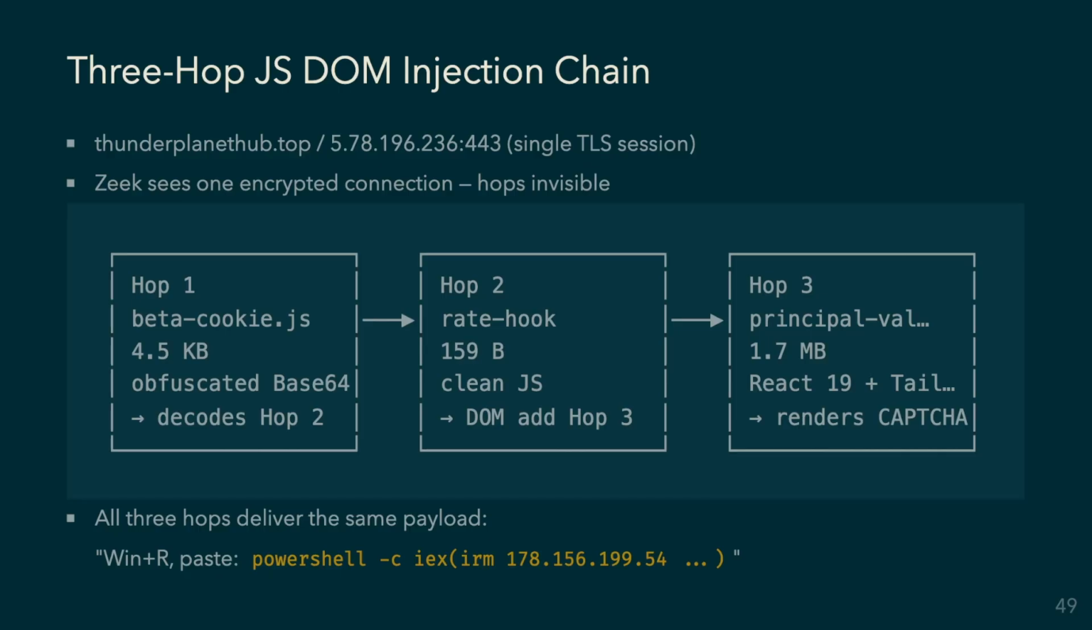The address bar still shows the health clinic though, so as the user sees it, as these websites are being visited, it's being done in the background and you're not seeing your address bar change, which is very important. Hop number 3, which ends up being that principal-validator.js, is a full React 19 and Tailwind app. Remember, real CAPTCHAs are around 4 kilobytes. This is 1.7 megabytes from a random .top domain. It's professional looking, but the button doesn't work. Instead, it gives you instructions to press WinR and run the PowerShell.